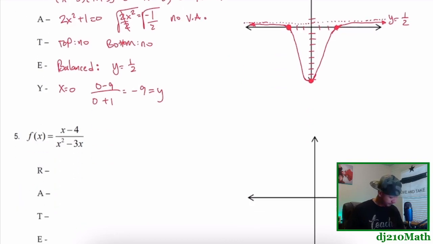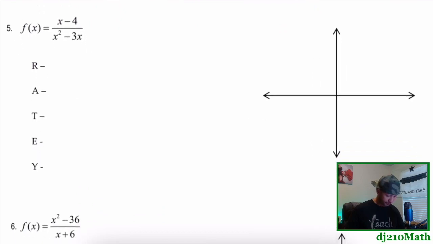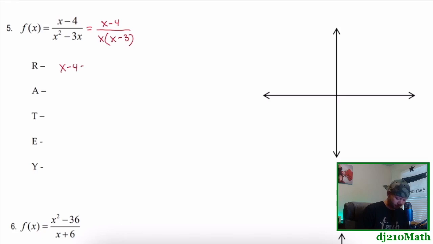All right. Number 5. The top can't be factored. However, the bottom can be factored. I can factor out an x, and x minus 3 is left over. Okay. Looking at, and nothing can cancel. All right, looking at the numerator, setting it equal to 0, the x-intercept is going to be at positive 4.